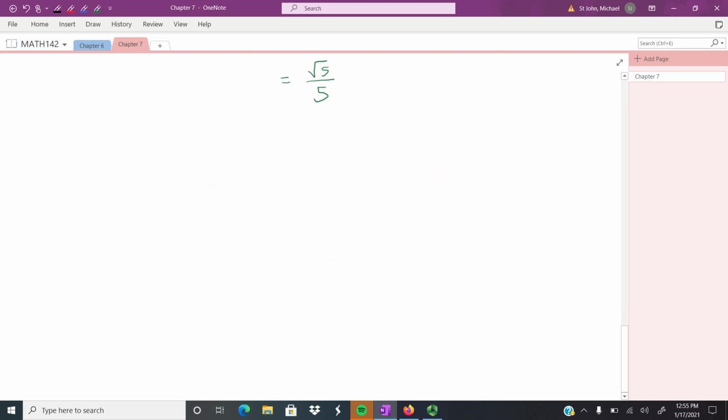Let's see. So let's say we now want to solve this trig equation. So solve, and so now we want to solve this over the interval from 0 to 2 pi.